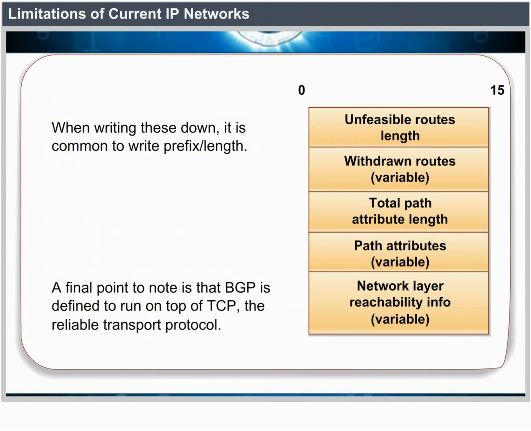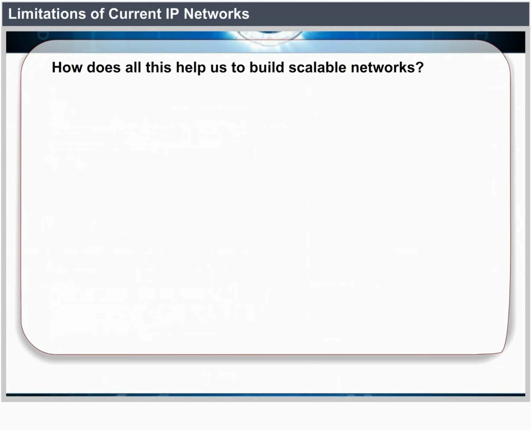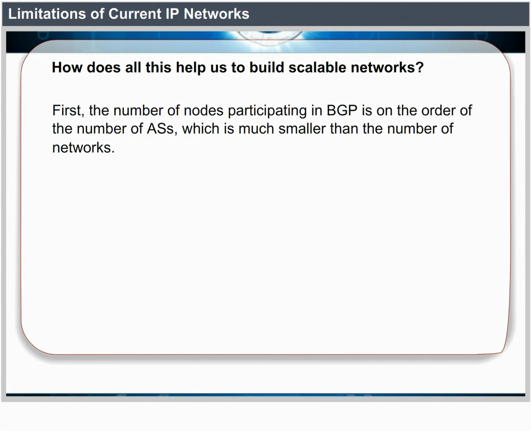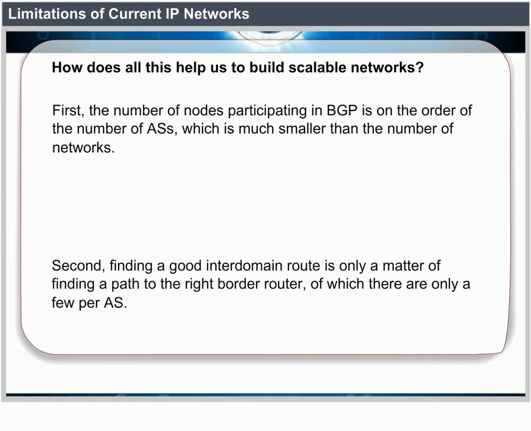How does all this help us to build scalable networks? First, the number of nodes participating in BGP is on the order of the number of ASs, which is much smaller than the number of networks. Second, finding a good inter-domain route is only a matter of finding a path to the right border router, of which there are only a few per AS.